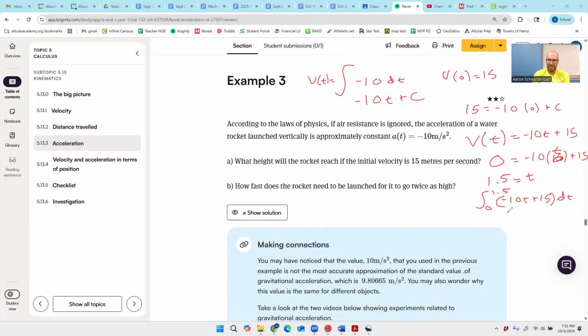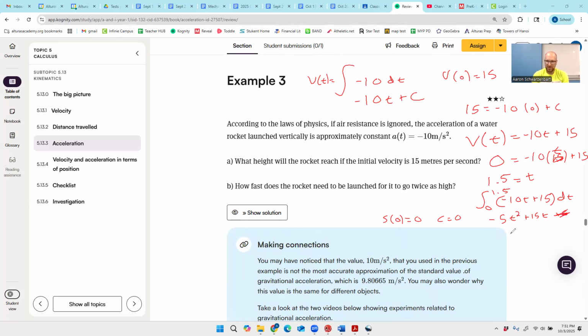And I'll do this one by hand, it's easy enough, but again, on your test, I'd probably use the calculator. Negative 5t squared plus 15t. So we're assuming it's launched from a height of 0. There'd be a plus c here. S of 0 should equal 0, so c equals 0 on this one. I guess I don't need a plus c since I started at 0.